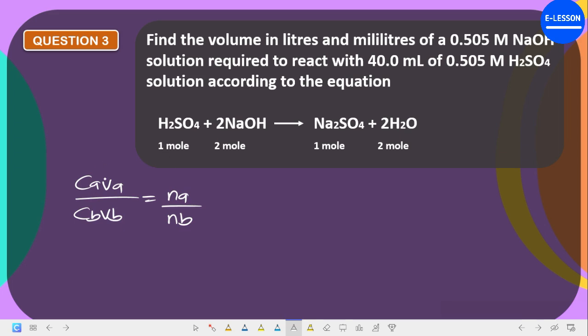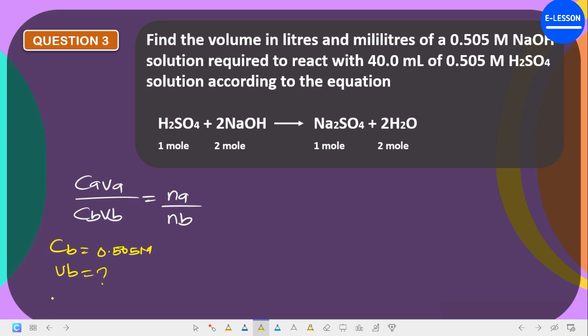Ca is the concentration of the acid, Va is the volume of the acid, Cb is concentration of the base, and Vb is the what? Volume of base. So if we are to substitute in values now, what is it going to give to us? Find the volume in liters and milliliters of a 0.505 molar sodium hydroxide. It means our Cb, which is the concentration of sodium hydroxide, is given as 0.505 molar sodium hydroxide. What about Vb? Was Vb given? No, the volume is what we are asked to find.